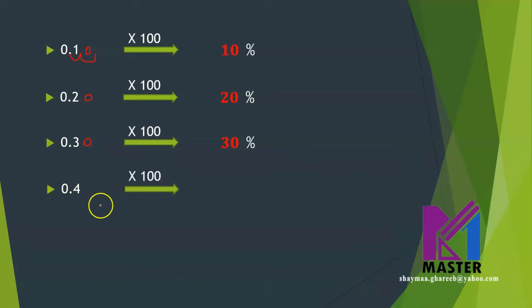0.4, when I multiply it by 100, it will give me 40%. We'll do exactly the same every time. I move the decimal point 2 places, and don't forget the 0 as a placeholder, so it will give you 40%. And of course, the 0.5 or the half, when I multiply it by 100, it will give me 50%.